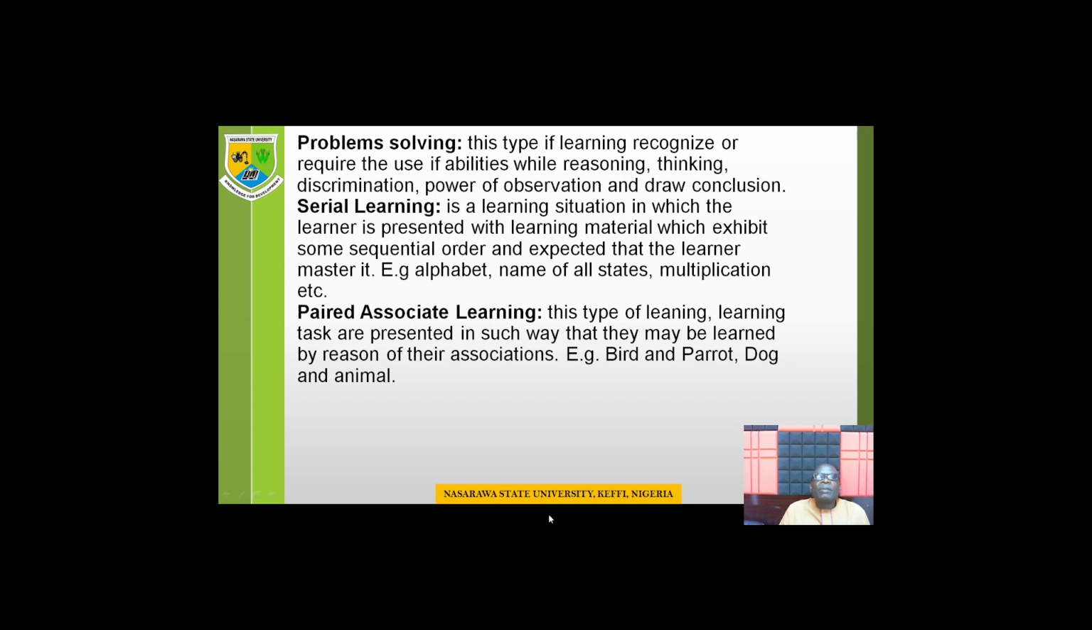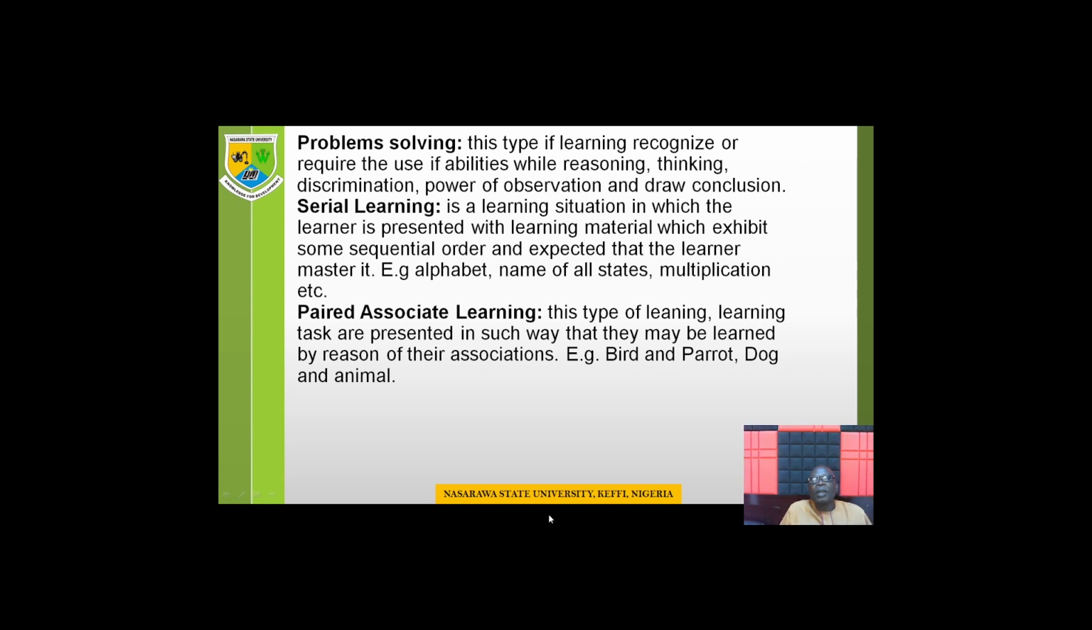Problem solving. This type of learning requires the use of abilities such as reasoning, thinking, discrimination, power of observation, and power of drawing a conclusion. Serial learning. It's a learning situation in which the learner is presented with learning material which exhibits some sequential order and is expected to master it.